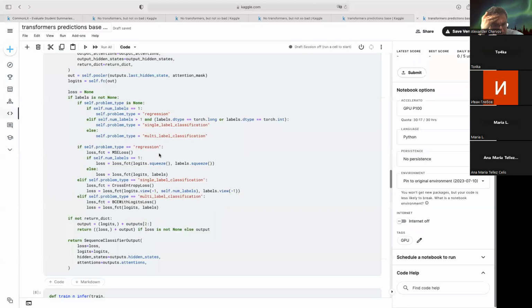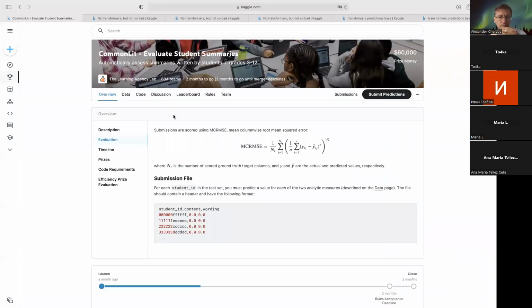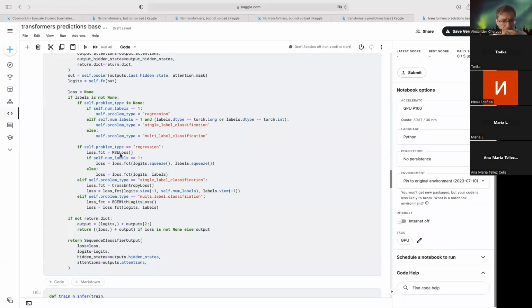I haven't used it, but other participants did. And it's interesting that they got a worse result when they used the original loss slash metric from the competition than the typical approach like mean squared error loss. It's an interesting thing. Okay, thank you very much.